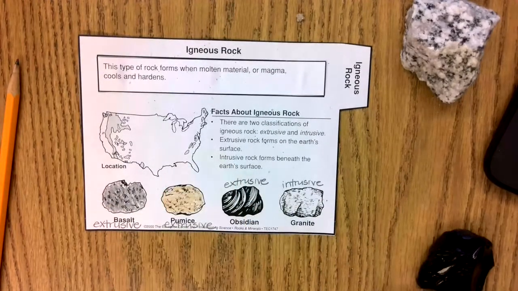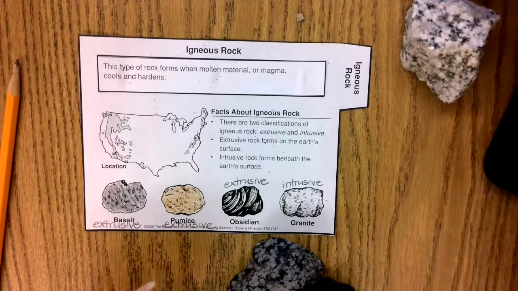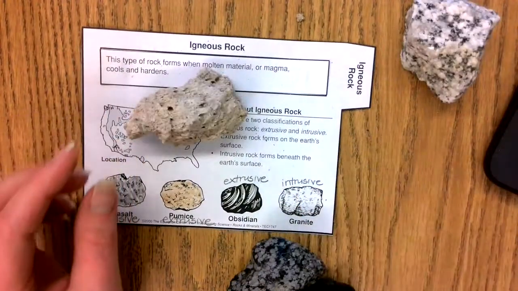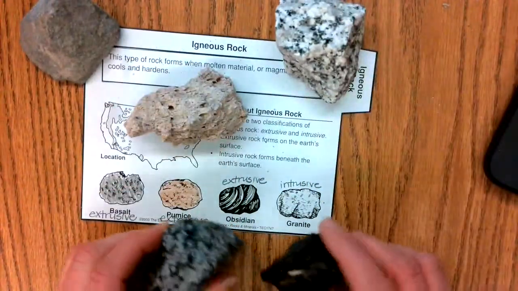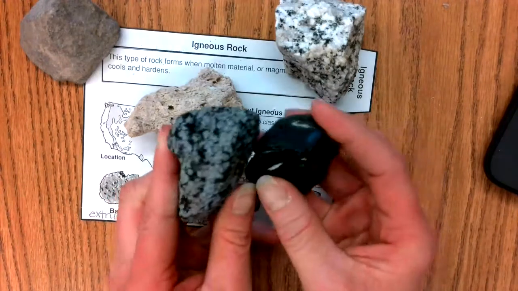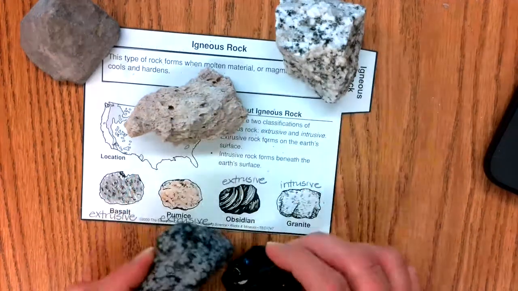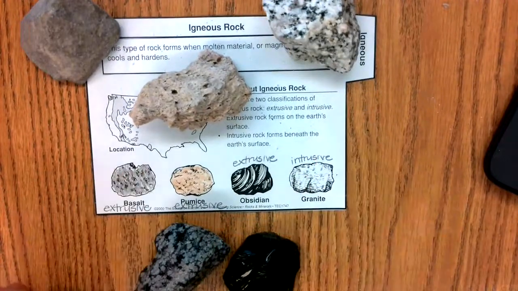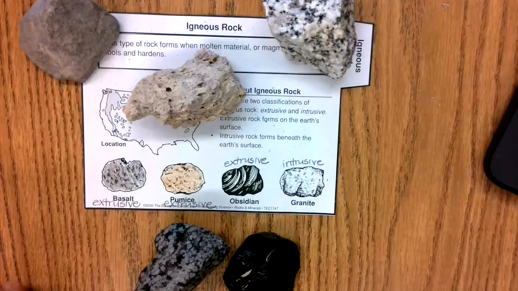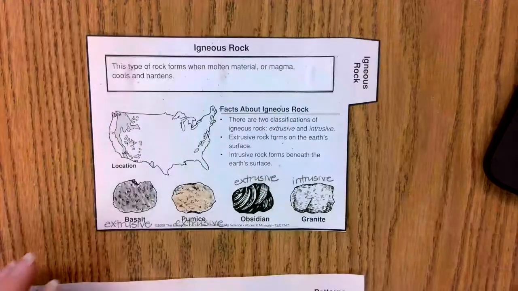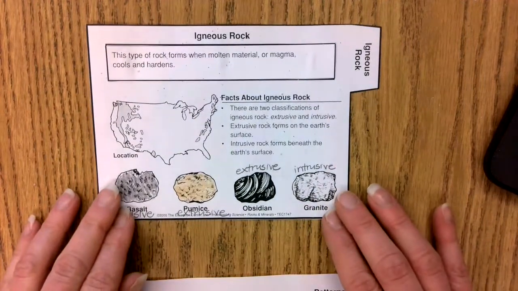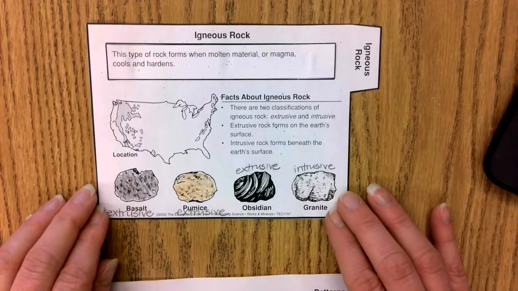I'll give you a second to finish up this page on igneous rock. There's all of the rocks again. There's the pumice, the basalt, the granite, and the obsidian, the regular and the snowflake obsidian. So I'm going to go ahead and hit pause for a second while you're finishing up. Okay, if you need more time to finish this page, then hit pause and then join us when you're ready.